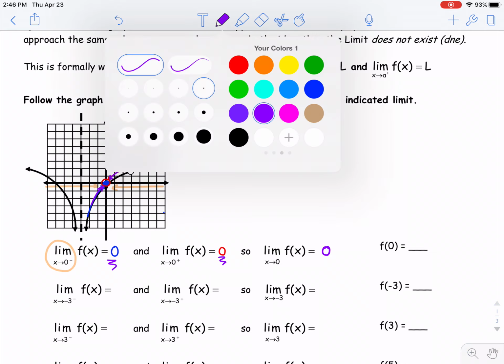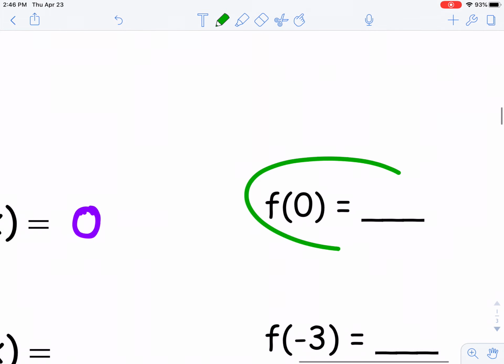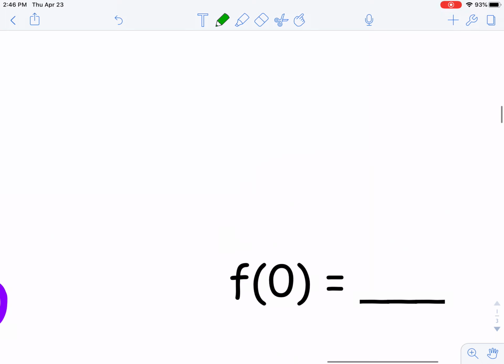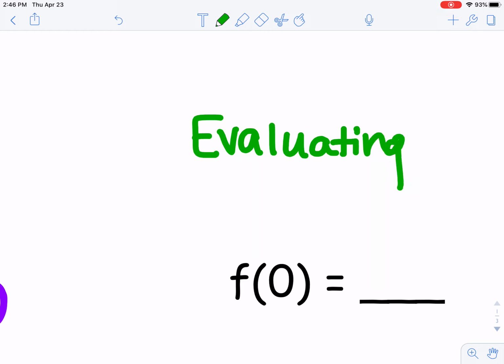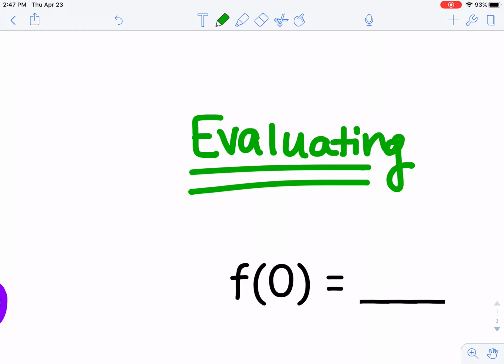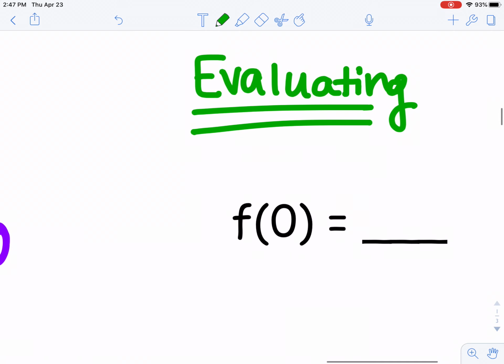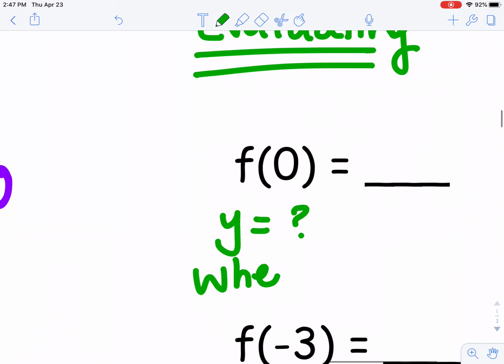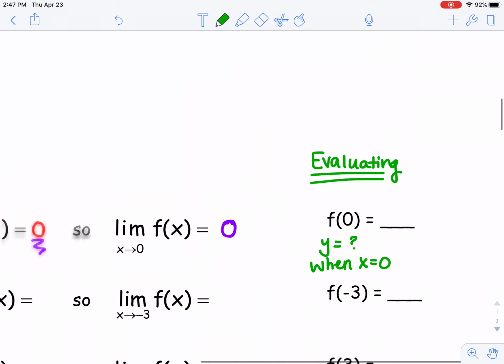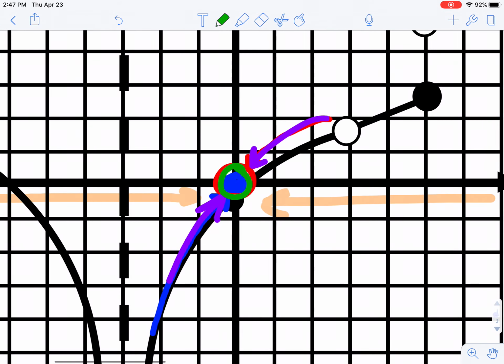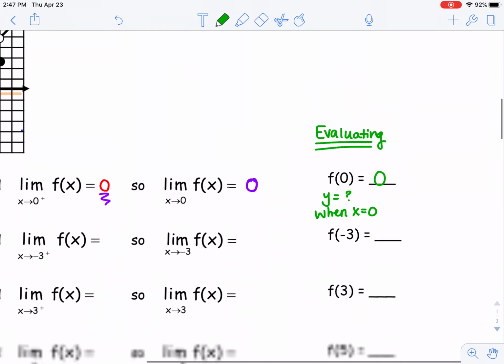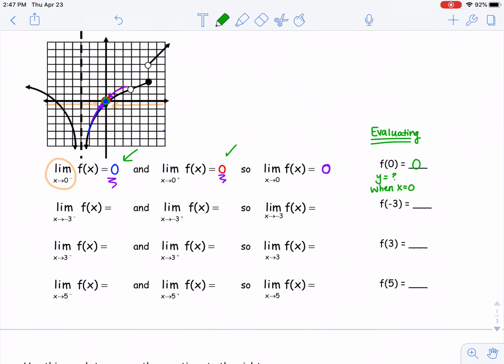Okay, so this next part is totally a different question. This is just evaluating. So what is the actual value? What is the actual y value when x is 0? That's what this means. Y equals question mark when x equals 0. So let's see. When x is 0, y is also 0, so this number is also 0. But keep in mind that it won't always be the same numbers for all of these, okay? So let's try the next one.